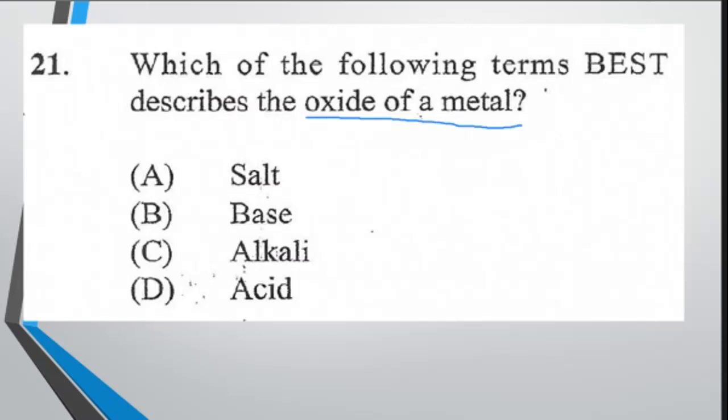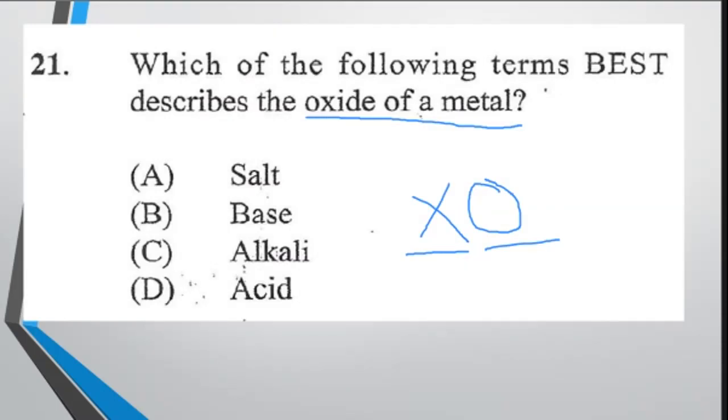When we have a metal that has an oxygen attached to it, that's all an oxide is. An oxide is a substance, whatever the substance is, that has oxygen attached to it, and that substance becomes an oxide. So the oxide of a metal is simply a metal that has oxygen attached to it. It becomes a metal oxide. For example, magnesium with oxygen would be MgO, magnesium oxide. Copper with oxygen will be CuO, copper oxide, and so on.